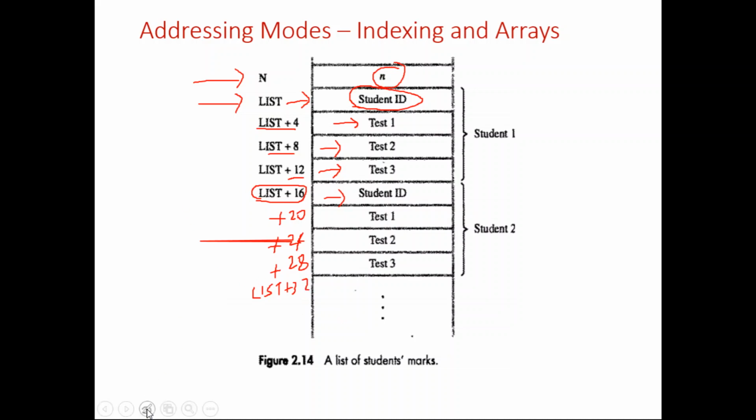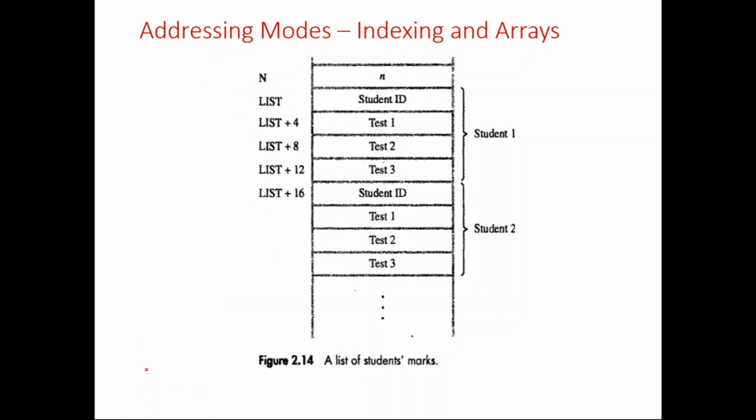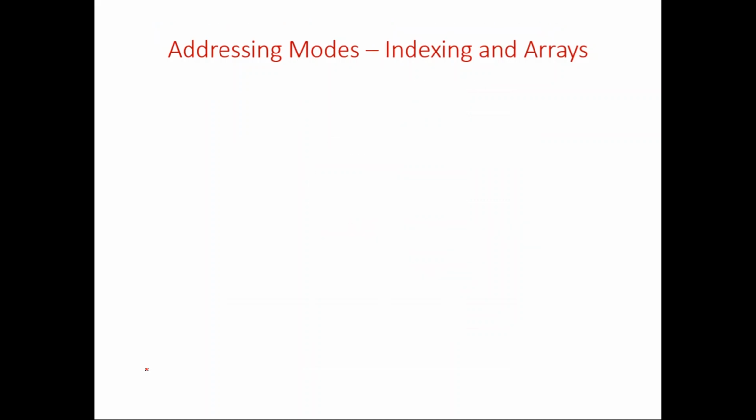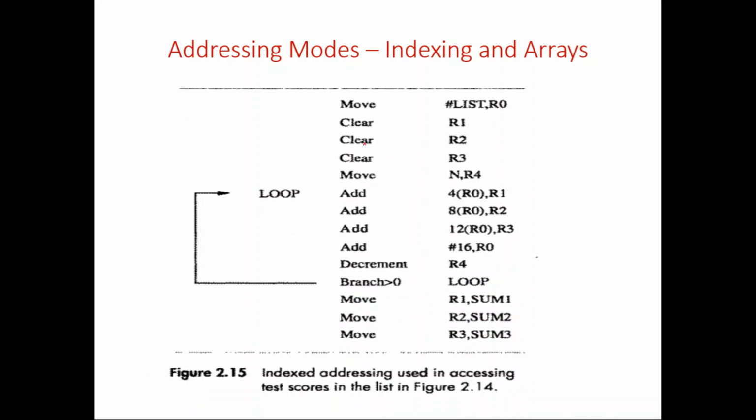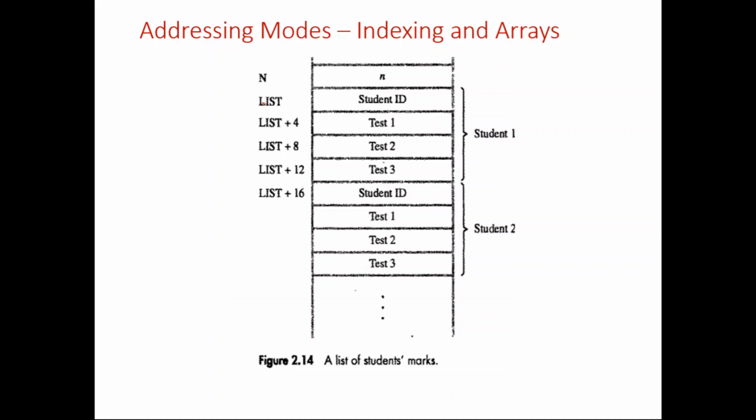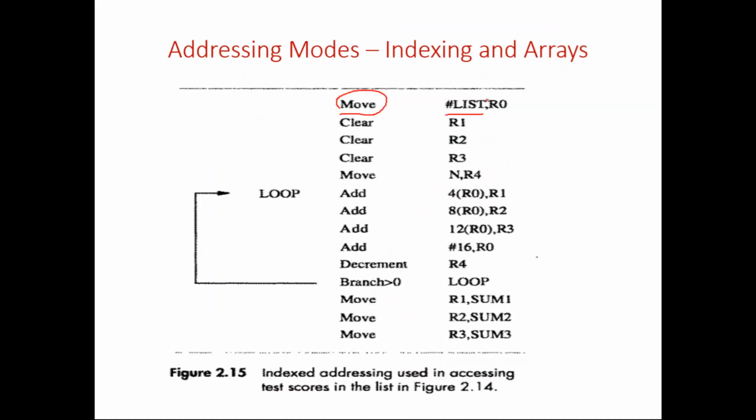So if the data are stored like this in the memory, then how can we write a program using indexed addressing mode? That's what we are going to discuss. This is the code. First we are doing move #list, R0. The hash represents an immediate value. List refers to this address, so let us assume this address is 1000. So #list represents this 1000, and that 1000 is moved to R0.